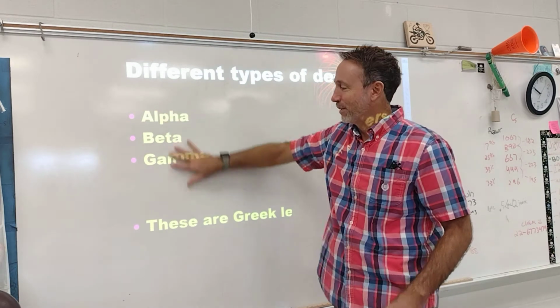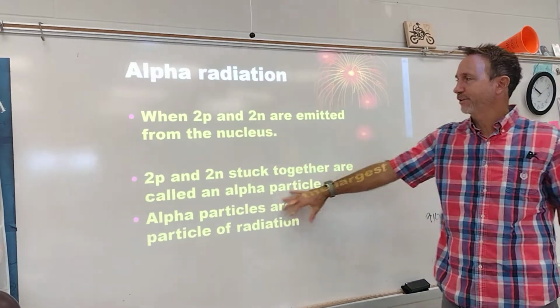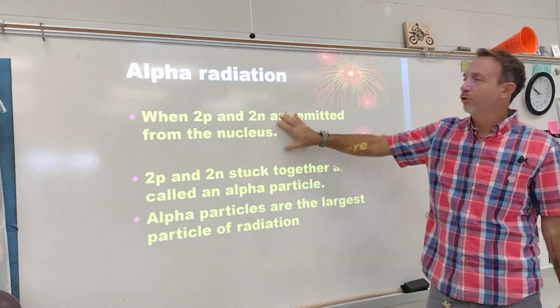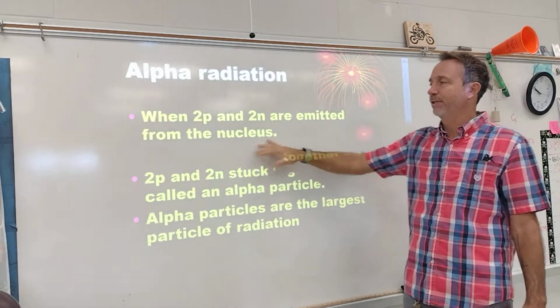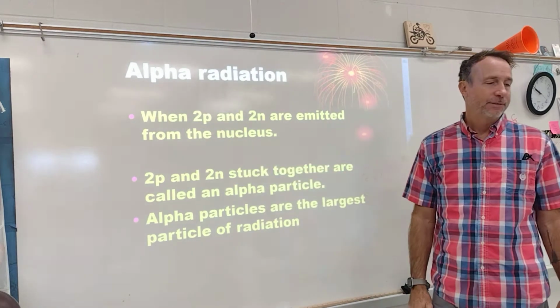All right, alpha, beta, gamma. So here we go. Alpha radiation, we're going to draw this as a picture. Just write the top. Alpha decay is when 2 protons and 2 neutrons are emitted from the nucleus.